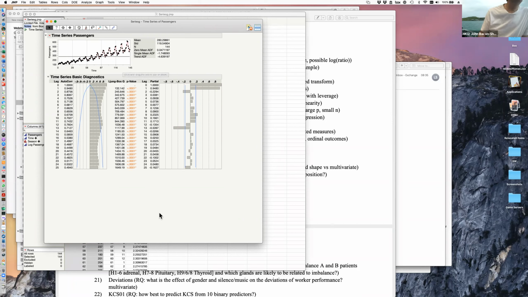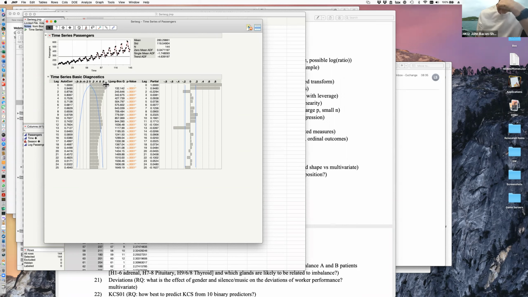Now we have these two basic diagnostics. This is telling us what the correlation is at different time lags. So the first bit here, obviously lag 0, the correlation of the data with itself must be 1. This is saying at a time lag of 1, I have an autocorrelation of 0.95. So there's a very strong correlation of one data point with the next.